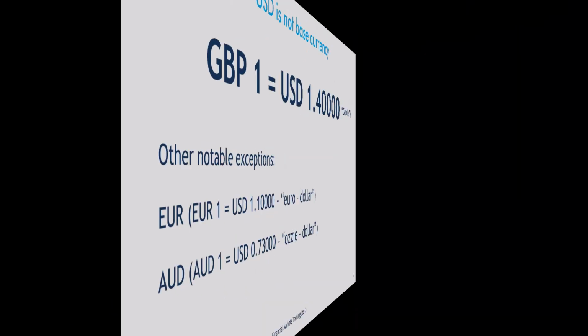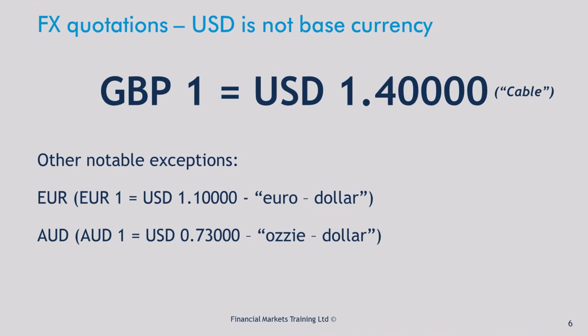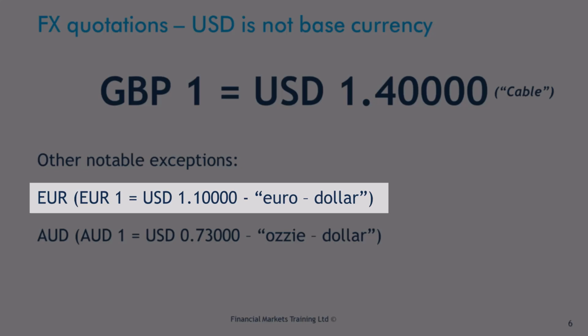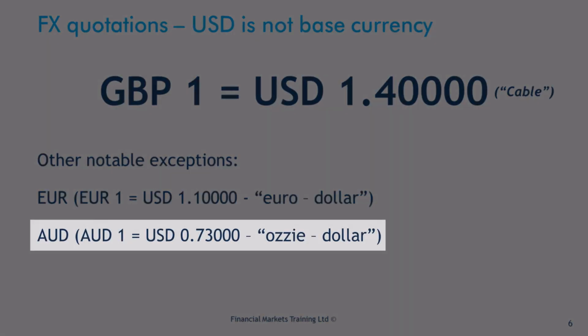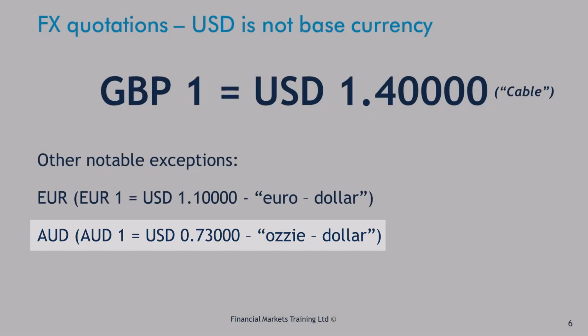In the overview module, we established that the market was dominated by US dollar transactions. However, it does not follow that the US dollar will be the base currency for every transaction. For example, when quoted against sterling, GBP is by convention the base currency. 2 other noticeable exceptions where the dollar is the quoted currency are worth mentioning: euros against US dollars and Aussie dollars against US dollars.